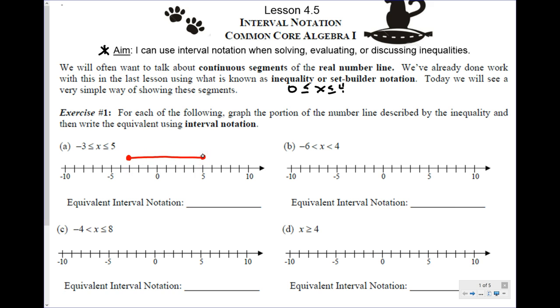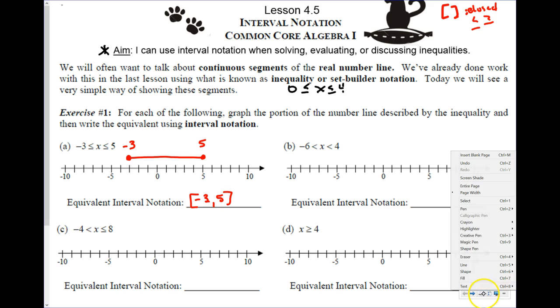Now, interval notation is really awesome, because all you need for interval notation is a starting point and an end point. So your starting point here is negative 3, and your ending point here is 5. So we use brackets to show that x is between negative 3 and 5. We used hard brackets to show when something is closed, or if it's got the equal to at the bottom, to show that it's included.